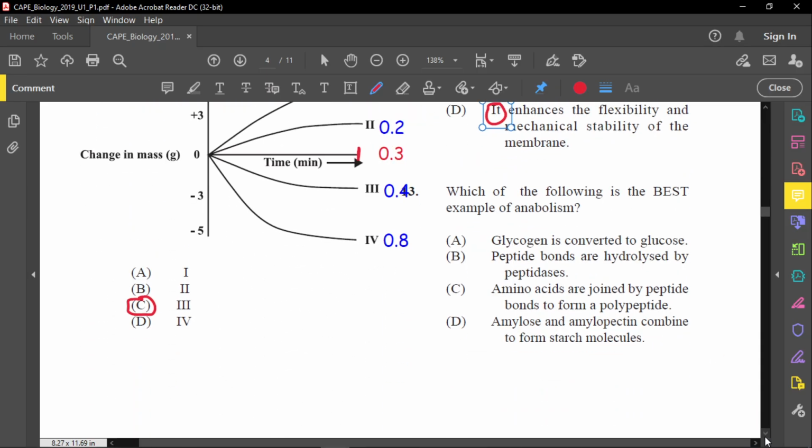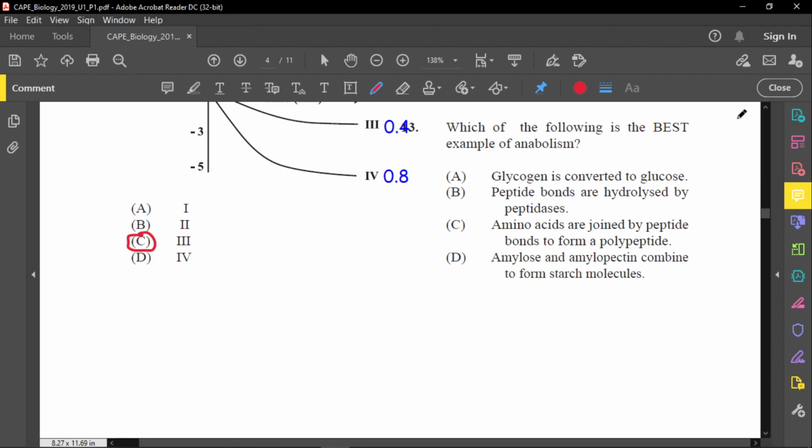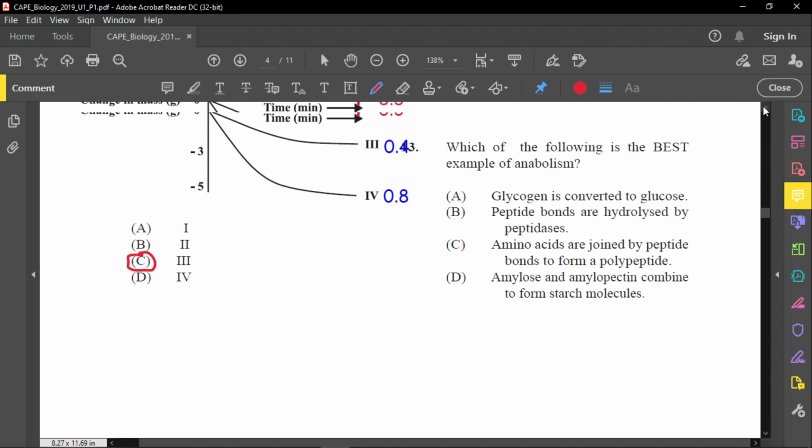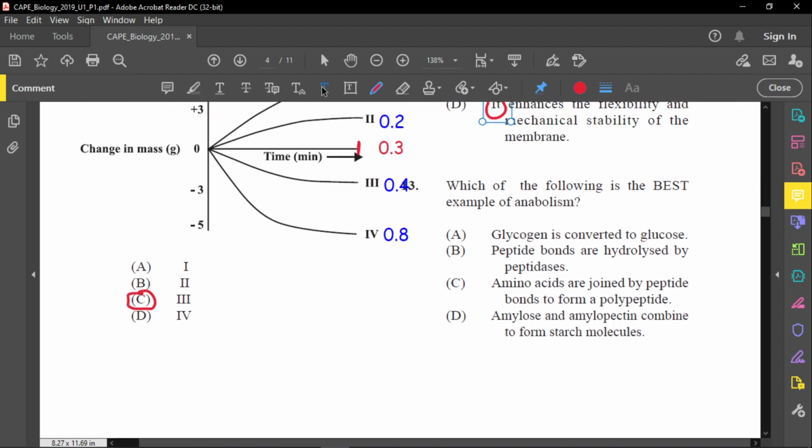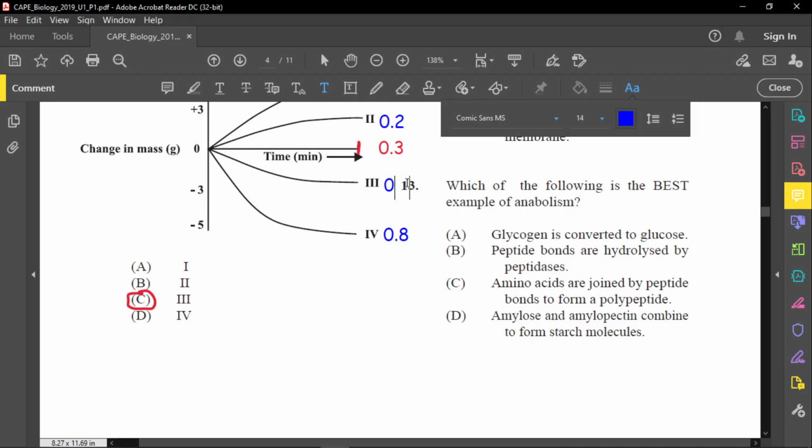All right, what question is this? Question number 13. Let me clear this 0.4 right here and see if I can take it out. Okay, 0.4. This is question number 13. I'll put 0.4 right here. Okay, that was our answer there. All right, so for this one, it says, which of the following is the best example of anabolism?